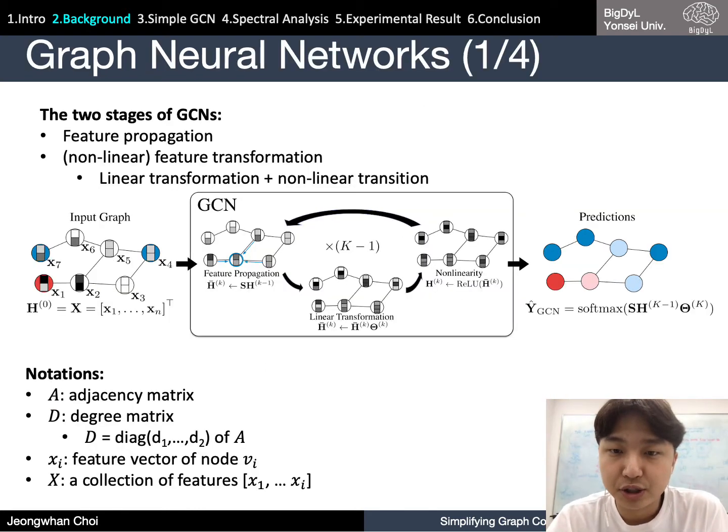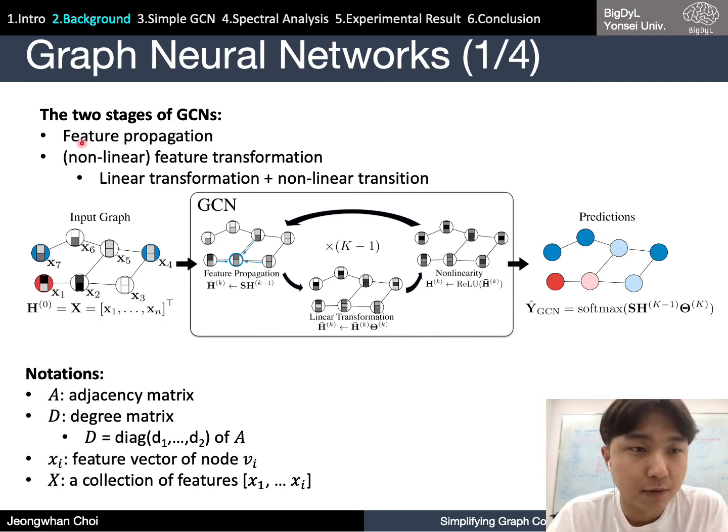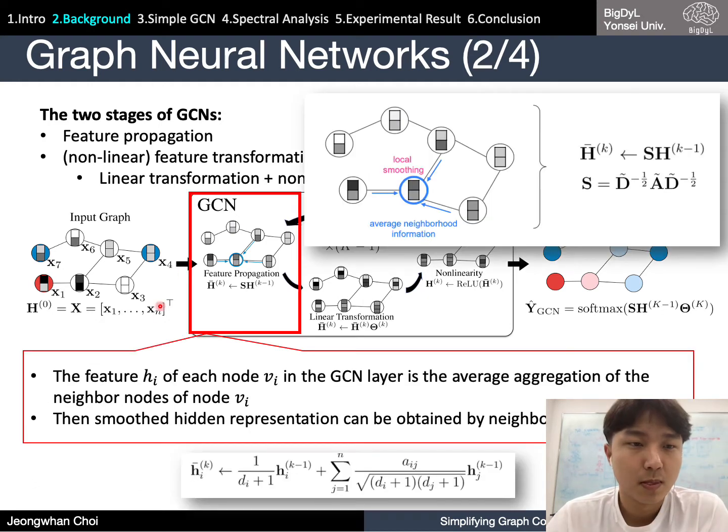I'm going to introduce GCNs and subsequently SGC in the context of node classification. There are two stages of GCNs. The first is feature propagation, and the second stage is feature transformation and nonlinear transition. These are the notations for the GCN domain. This red bounding box is the feature propagation.